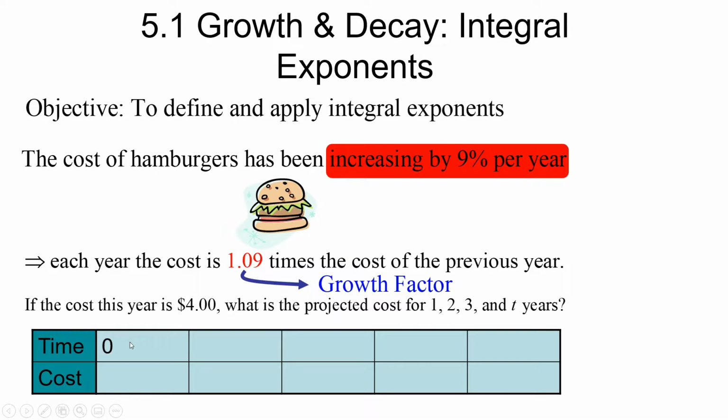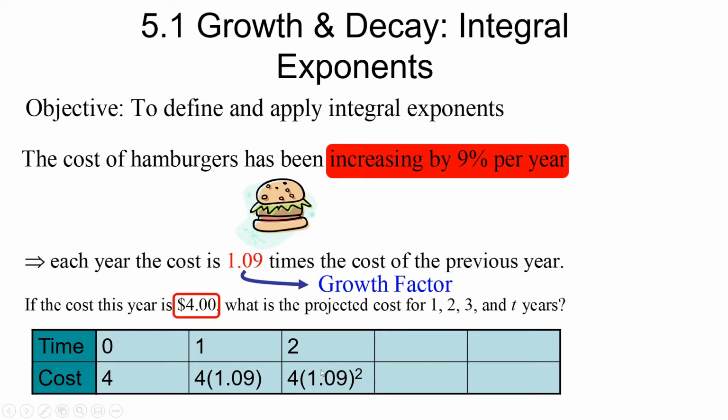And we'll start today at 0 years. All right, and what is the cost of that burger today? It is $4. And then in 1 year, what would the cost be? Well, it would be last year's cost times the growth factor of 1.09. And then in 2 years, it would be the original cost, but then it'd be times the growth factor, but that's the growth factor for year 1 and then the growth factor for year 2, which means I'm going to go 4 times 1.09 squared.